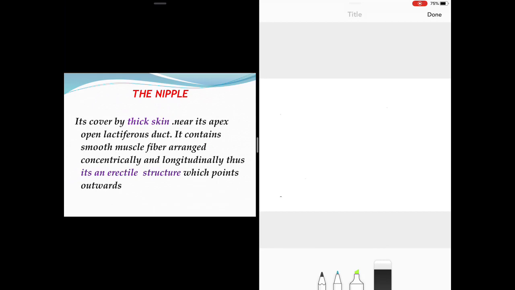As we said a little while ago, about 15 to 20 lactiferous ducts open in the nipple. It contains smooth muscle fibers arranged circularly and longitudinally. Thus it is an erectile structure, pointing outward, to facilitate the suckling and feeding of the baby. During suckling by the baby it becomes erect to facilitate breastfeeding.